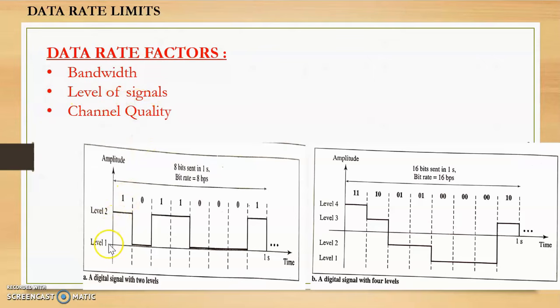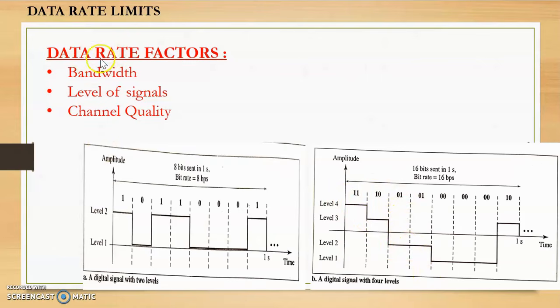Now say for example, this signal has two levels, this is level 1 and this is level 2, and just one bit is sent for each signal element. So we can see that just one bit is sent for each signal element. Whereas this signal has four levels and we can see that 2 bits are sent for each signal element.